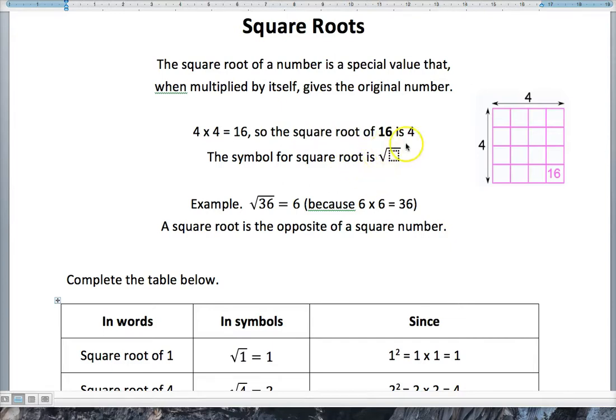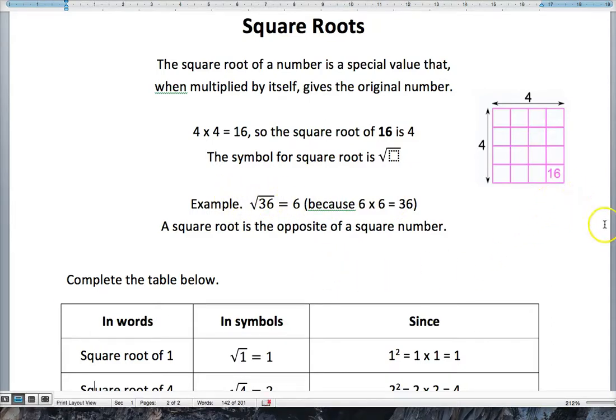There's a special symbol for square root and it looks like that. It's sort of like a division sign with a bit of a hook at the front. So if I, for example, ask you what the square root of 36 is, you have to think what times what gives me 36? It's the opposite of squared. So what squared gives me 36? We know that 6 times 6 is 36. Or 6 squared is 36, therefore the square root of 36 is 6.